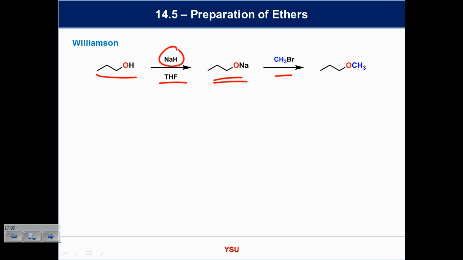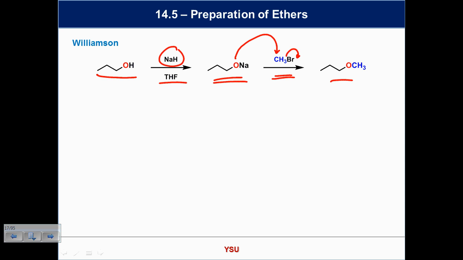So what mechanism will this be in the second step? SN2. I'll start my arrow here because that's what's negative. I'll go here because that's delta positive. I'll kick out the bromine. And that gives me the ether. And because I've started with different pieces, I now can design a molecule that's more complex. It's not symmetrical. Now, what are some limitations here? If this becomes secondary or tertiary, what's the problem?